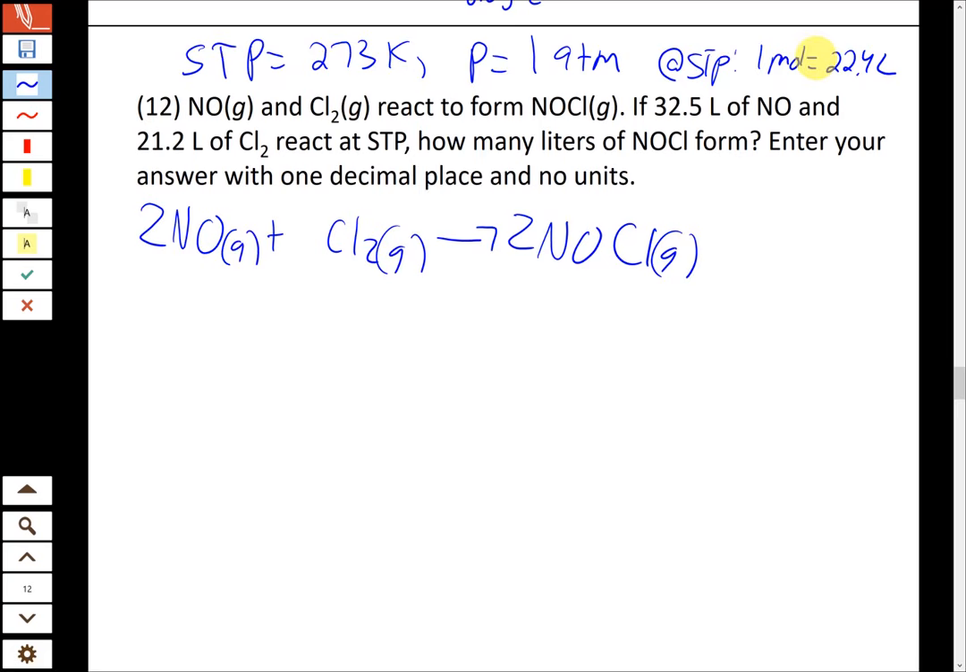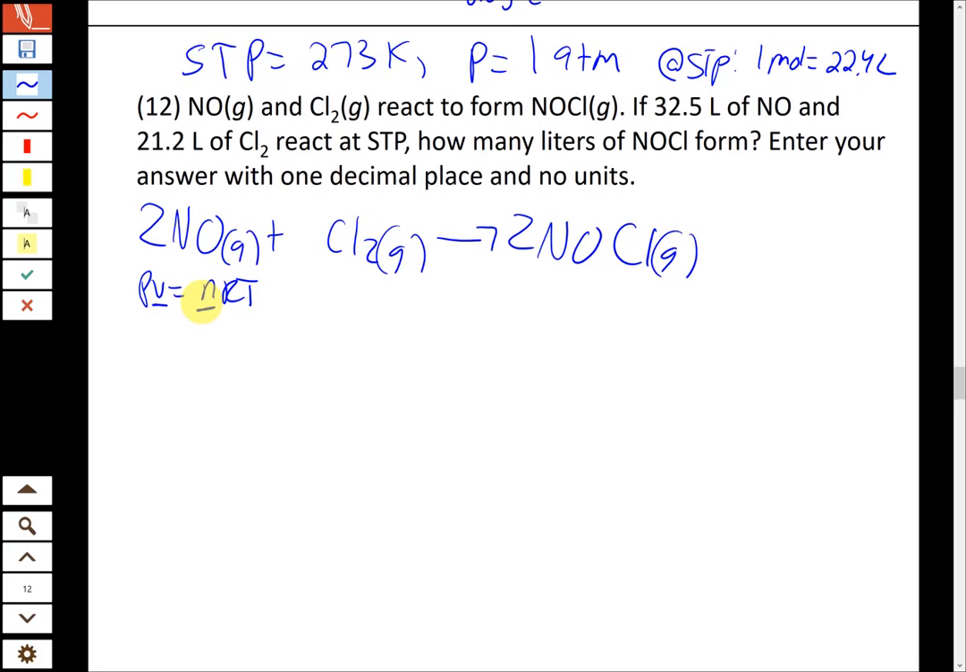But we don't necessarily have to convert to moles in gas law problems if we're dealing with volumes, because from PV equals nRT, volume and number of moles are proportional to each other. So the relative number of moles of each substance that reacts is the same as the relative number of liters of each substance that reacts, whatever volume unit you choose.